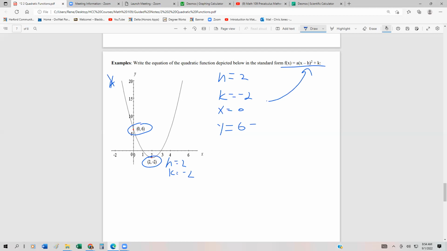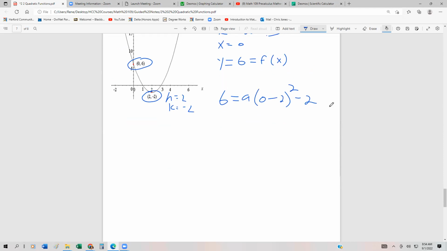Now remember, y is the same thing as f of x. And so that's going to give us 6 for f of x is going to be equal to a, which we don't know, times 0, which is x, minus h, which is 2, and then minus 2. And there's a square here. Now, our goal is to solve for a. Then what we could do is get to the standard form.